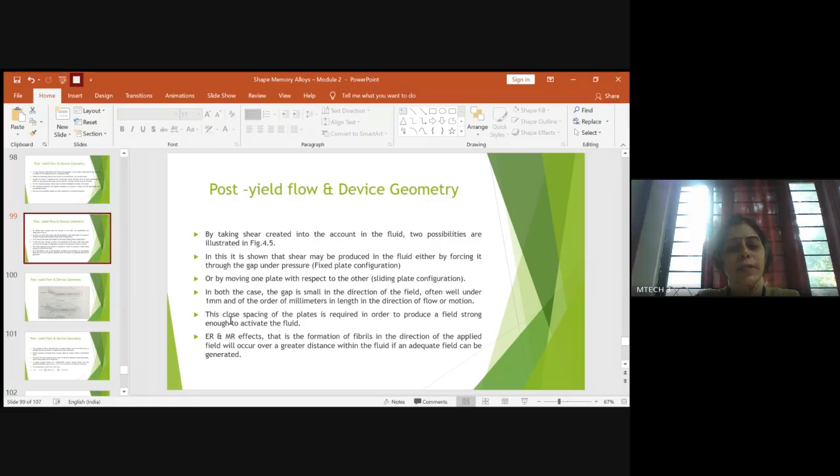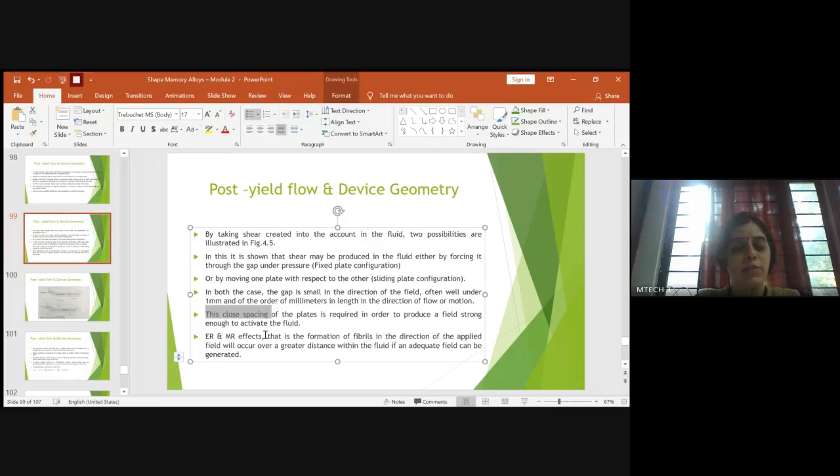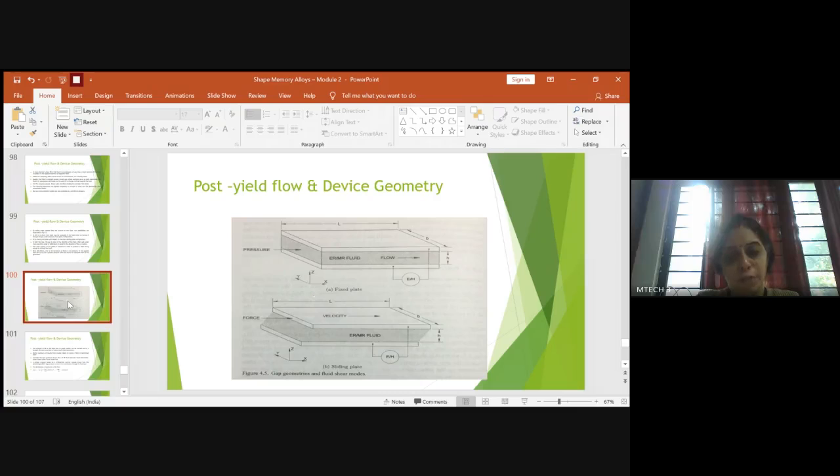The close spacing of the fluid is required in order to produce a field strong enough to activate the fluid. So what is this close spacing? You will have a gap between the fibrils. The close spacing of the plates is required in order to produce a field strong enough to activate the fluid. So you need to have a close spacing.